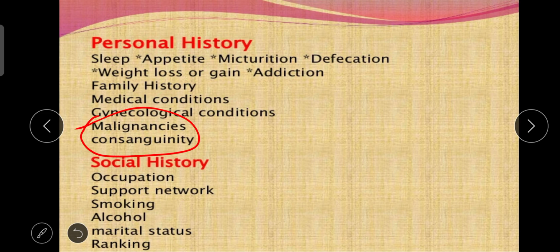So with this we have completed the introduction, definition and history collection of gynecological conditions.